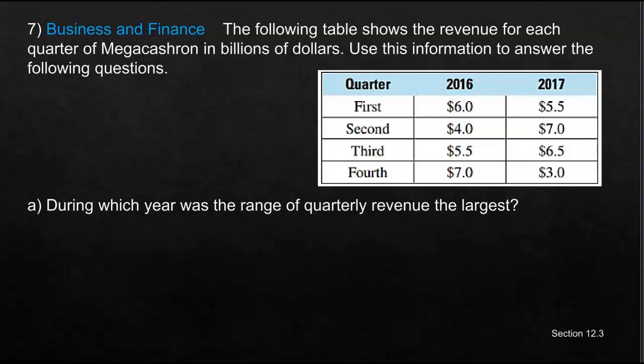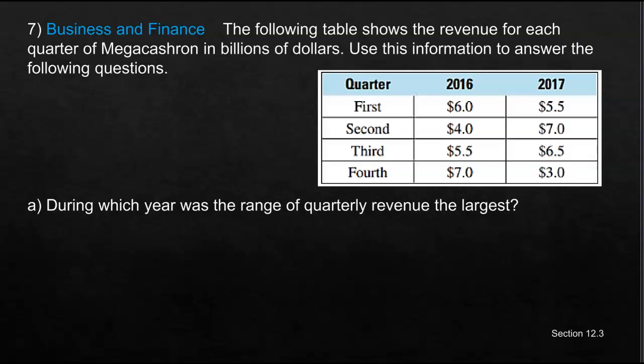Okay, so this is the second video for section 12.3, Measures of Dispersion. This problem says the following table shows the revenue for each quarter of Mega Cash Run in billions of dollars. Use this information to answer the following questions. During which year was the range of quarterly revenue the largest?